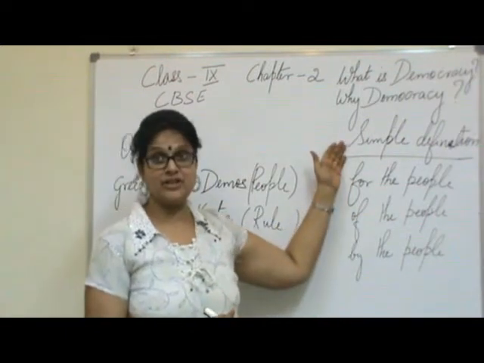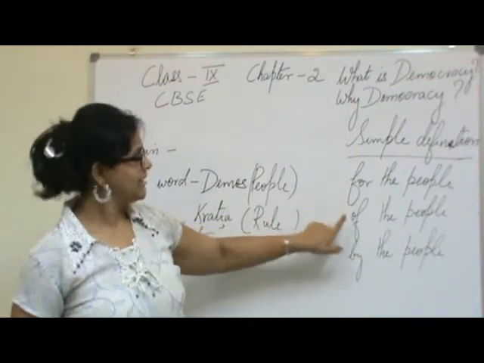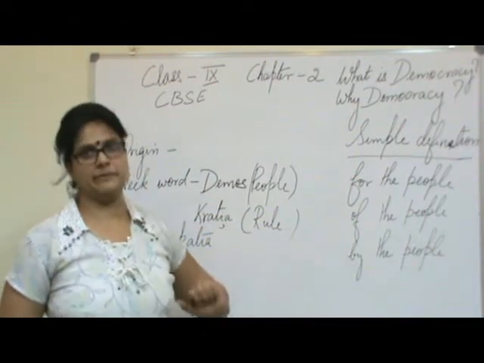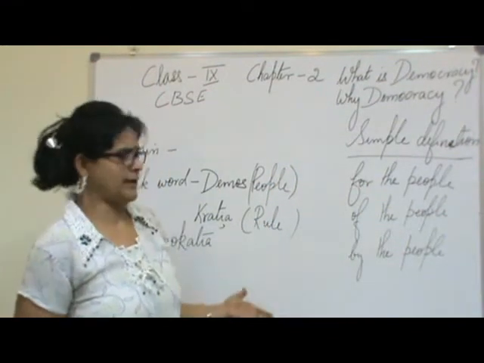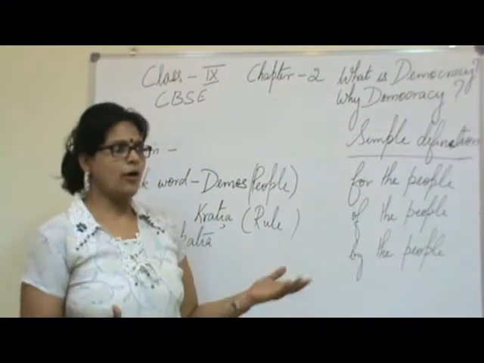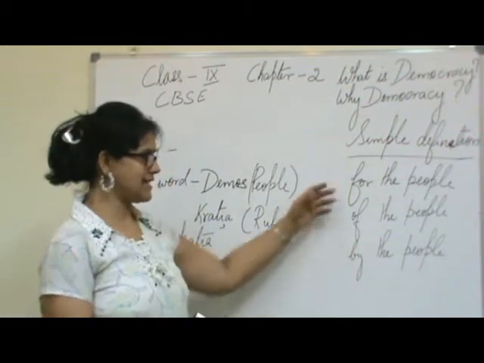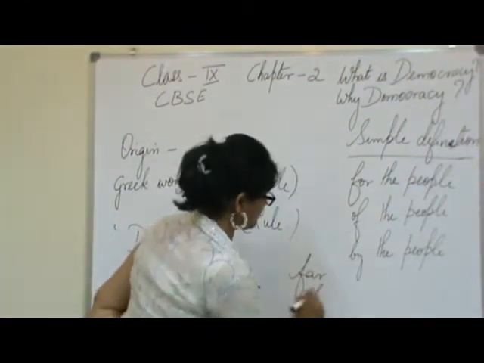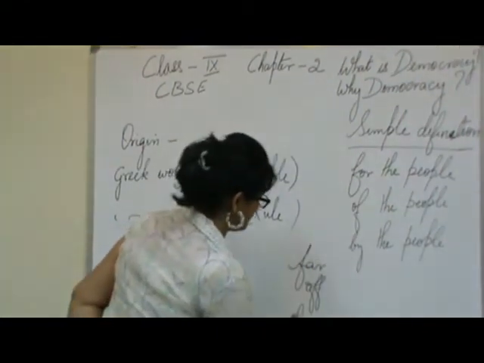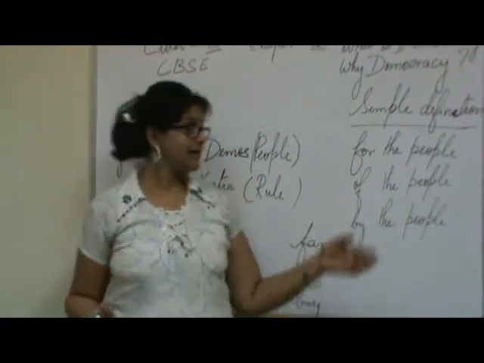For example, this definition, Abraham Lincoln's statement about democracy: for the people, of the people, by the people, right? If I don't know exactly what to write, or I don't know English, or I don't know correct pronunciation, somebody may say it as for the people, of the people, and by the people. The definition changes if the pronunciation is not correct.